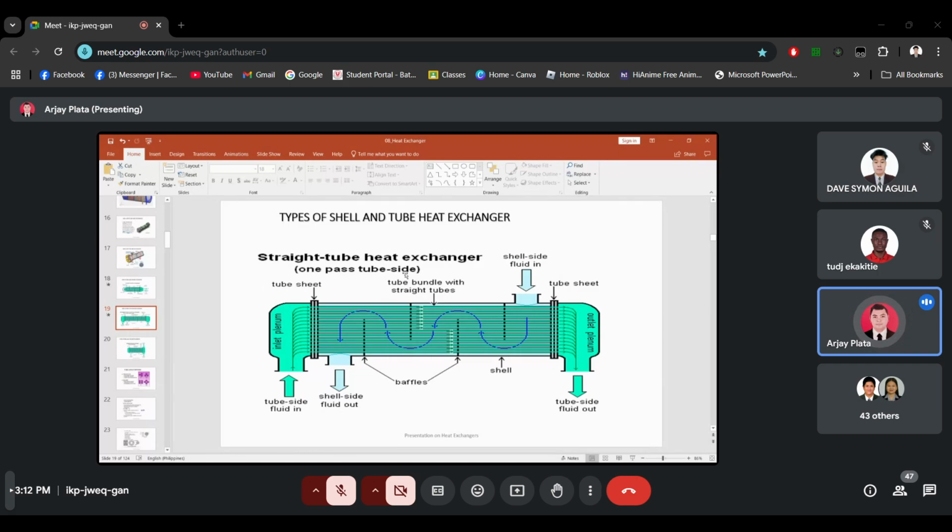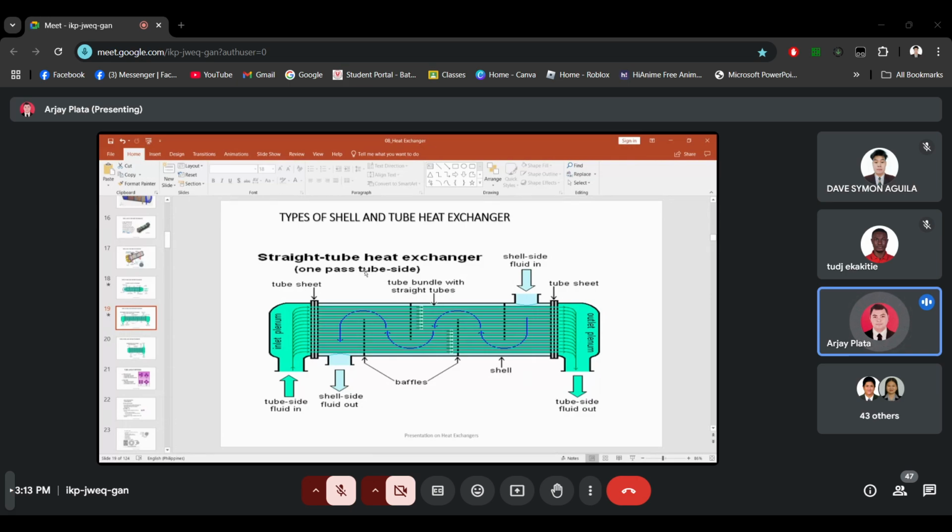Yeah, this is a one pass heat exchanger. One pass because the flow of the liquid in the tubes will pass through the shell only once, no? As you can see here, the tube side fluid inlet, it will pass through the tubes inside the shell only once because it's only one pass tube side.